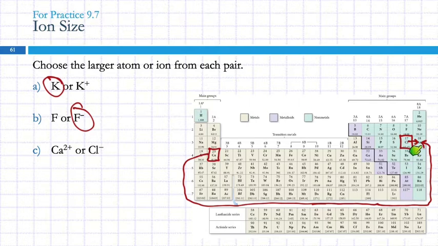So these have the same number of electrons as each other. Which one's going to be bigger? The one that has extra electrons or the one that lost electrons? Extra electrons will be bigger. So this guy. Any questions?